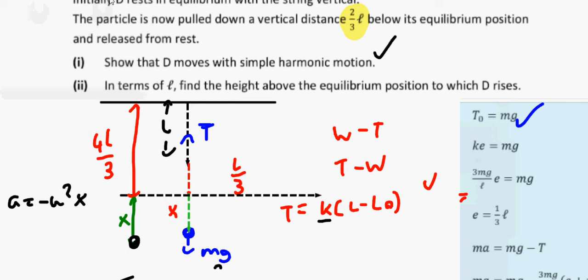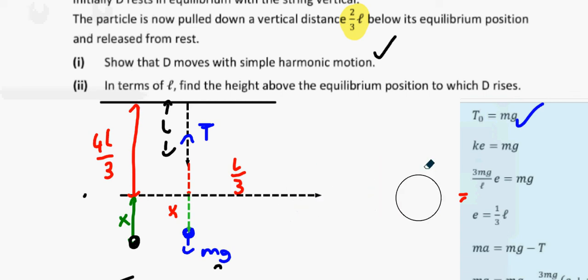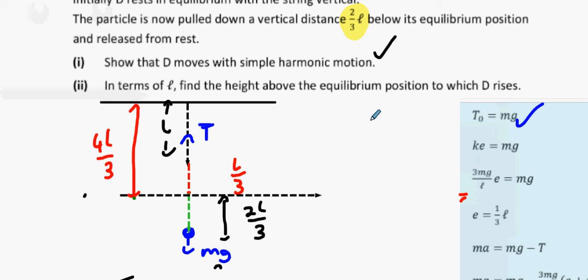Now, just going to rub out a few of these bits and we're going to see where we're at now, right? So, would everybody agree that at the beginning of its motion we're 2L over 3 underneath the equilibrium position? Is that okay? So at the start, at t equals 0, at distance travelled equals 0, and at an x value of 2L over 3. Do you notice the way it's a plus 2L over 3? Yeah? Now, where do we have to end up?